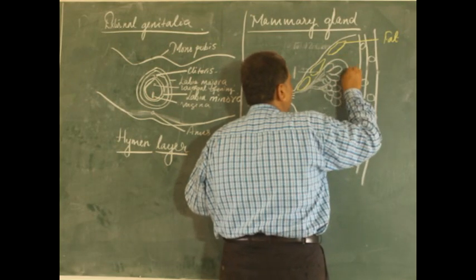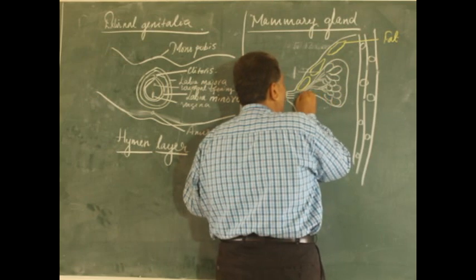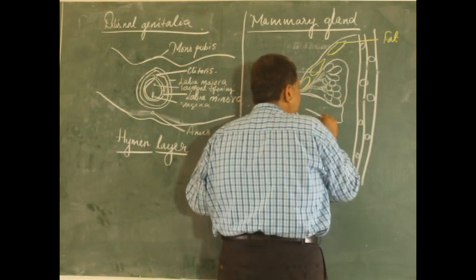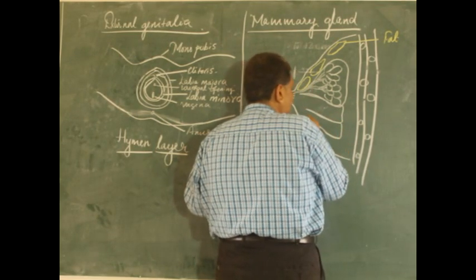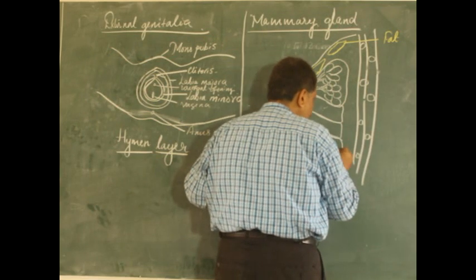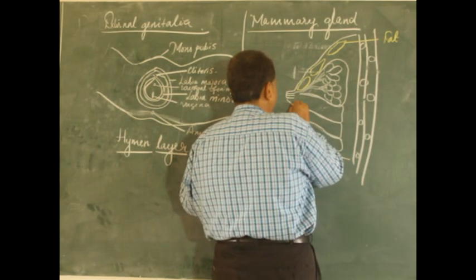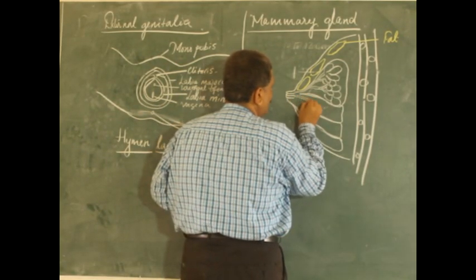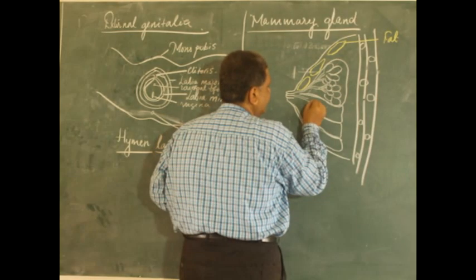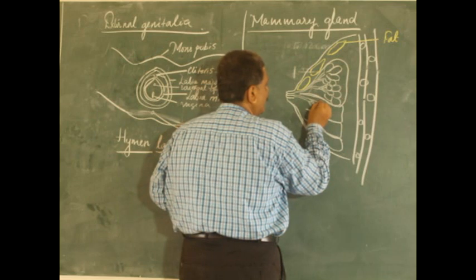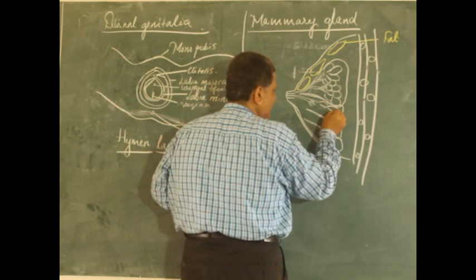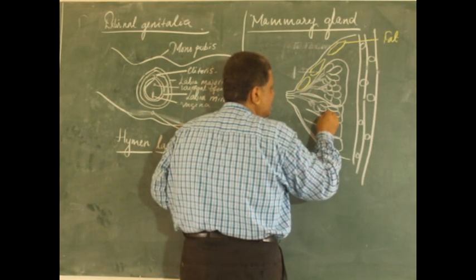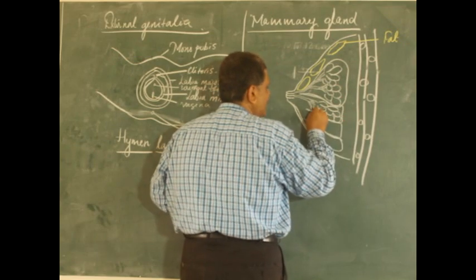And these are the lobes. There are 15 to 20 such lobes, and they are called mammary lobes. It will be like this. So these are the mammary ducts, and each mammary duct is associated with sac-like structures. They are called alveoli, which are responsible for the production and storage of the milk.